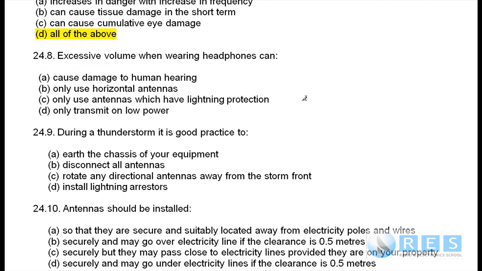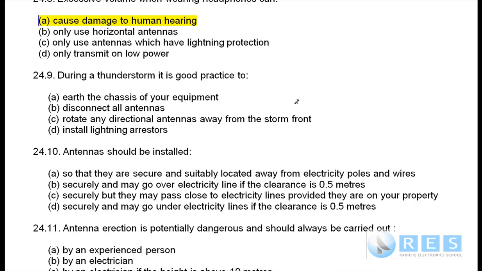Question 24.8, excessive volume when wearing headphones can cause damage to human hearing. 24.9. During a thunderstorm, it is good practice to disconnect all antennas.